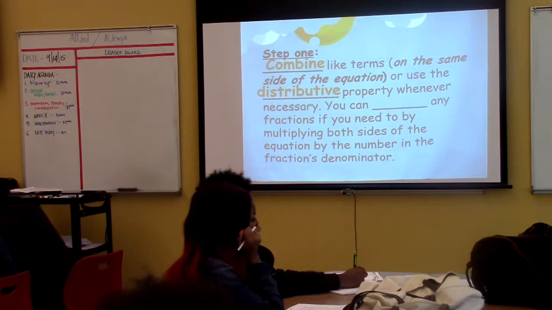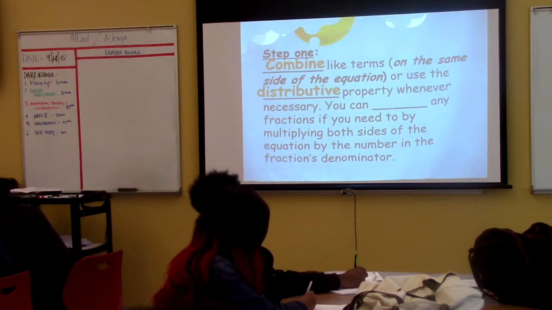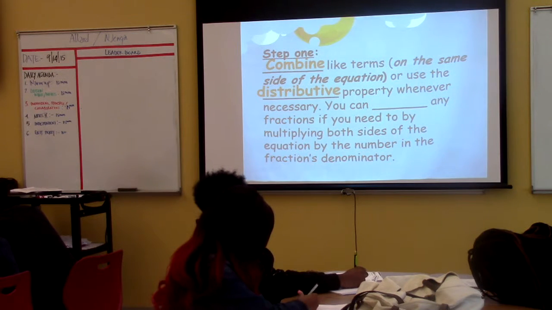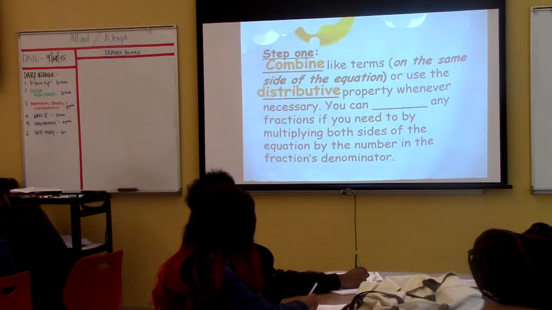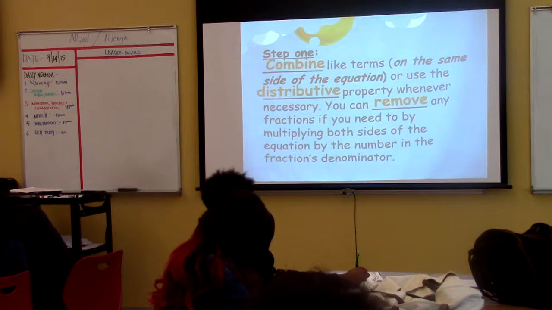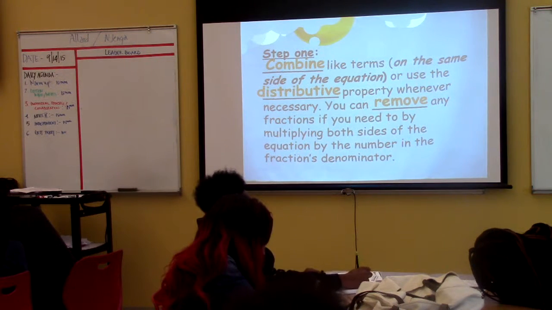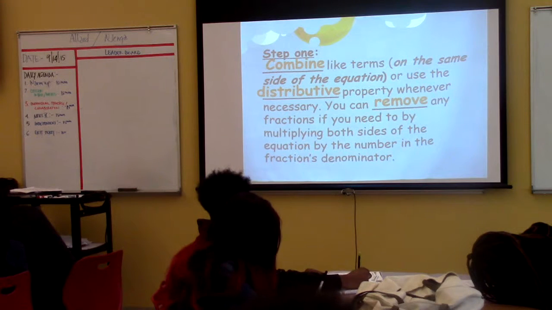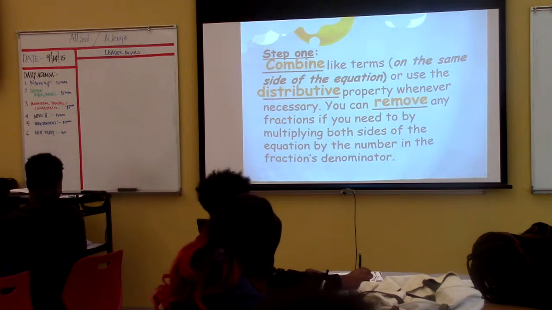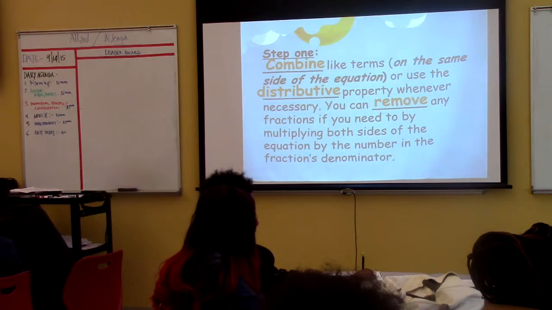Alright, so step two, use the distributive property wherever necessary. And you can remove any fractions if you need to by multiplying both sides of the equation by the number in the fraction's denominator. And we'll see examples of that in a few minutes.